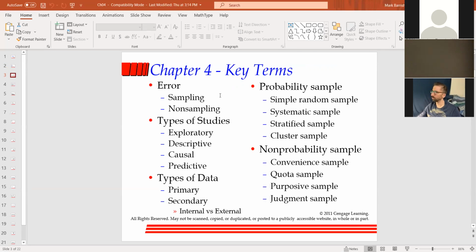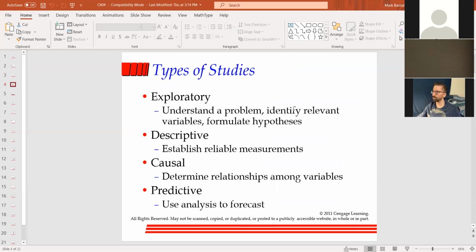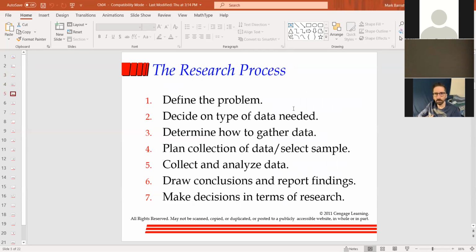And what's mentioned to you is that you need to pay attention to this section right here, the probability samples. And then they mention these non-probability samples, which you should be familiar with. But the ones above here are the most important ones. And again, the types of studies, they mention them here. They talk about the research process, which is kind of fun to look at, but you're not going to be doing this in this course because you're not creating your own research.